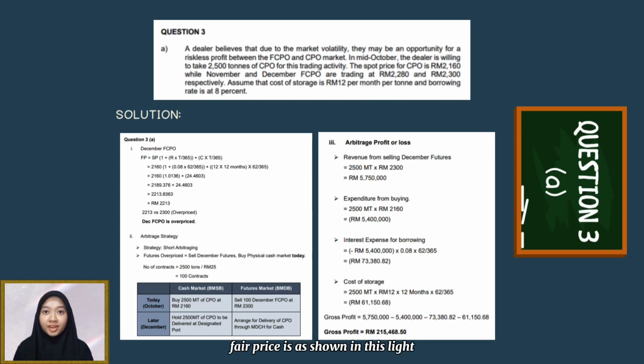The formula for fair price is as shown in the slide: selling price times (1 plus rate times time over 365 days) plus C times time over 365 days. So we get RM2,213. When we compare the fair price with the closing price, December is overpriced. So here is the table.